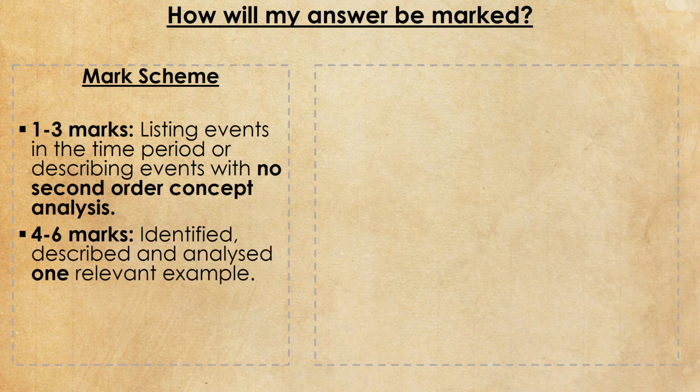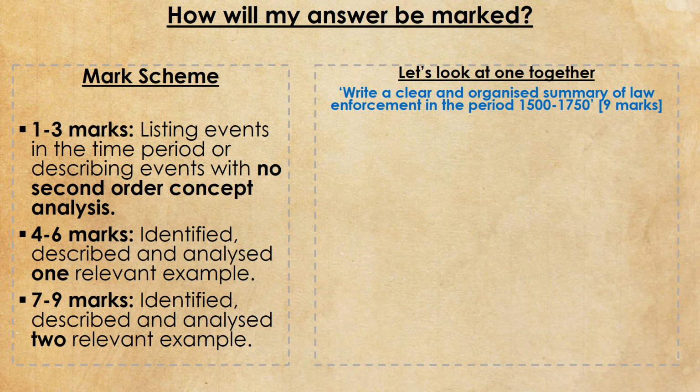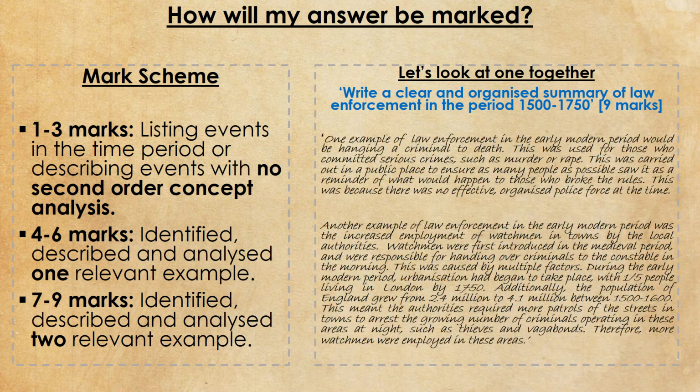And this is a common pitfall that lots of GCSE candidates fall into because they don't include some sort of analysis. If you identify, describe and analyse one relevant example, you will get 4 to 6 marks depending on the quality of it. And if you do that twice, you will get 7 to 9 marks depending on, again, the quality of your answer. So let's have a look at an example answer to the question of write a clear and organised summary of law enforcement in the periods 1500 to 1750.